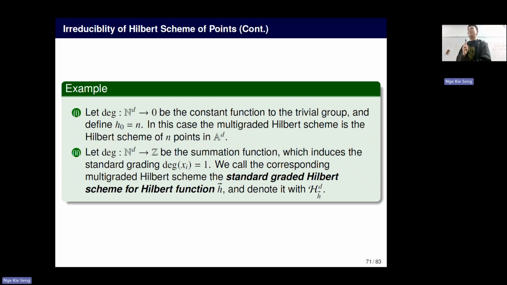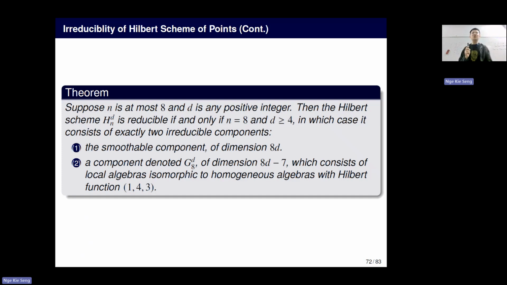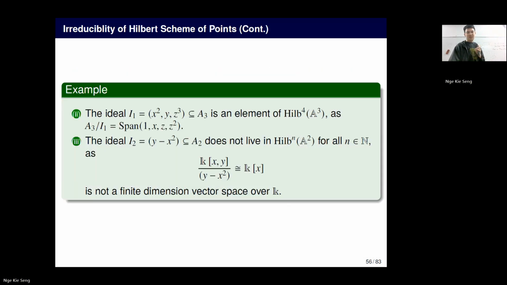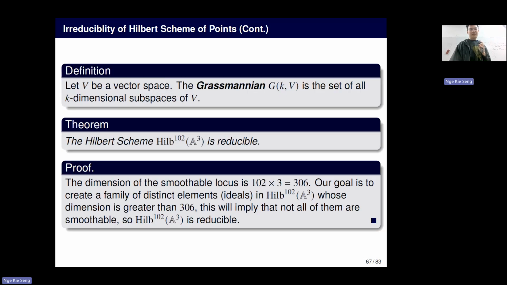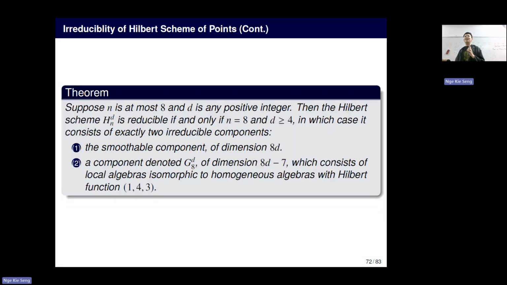I am not trying to explain this, but I just want to state the last theorem. As I mentioned earlier, the Hilbert scheme of 8 points was proved by Dustin, Daniel, Velasco and another person, these four people show in my last theorem that the Hilbert scheme of 8 points over A^4 has 2 irreducible components. One is, as I mentioned, the smoothable component of dimension 4d, and the other is in the form of a graded Hilbert scheme, denoted G8D, of dimension 4d minus 7, which consists of local algebras isomorphic to homogeneous algebras with Hilbert function 1, 4, 3. This means the other terms are 0. I have not quite figured out what this means, and I think this will be part of my later research. Hopefully I can finish this in my report.